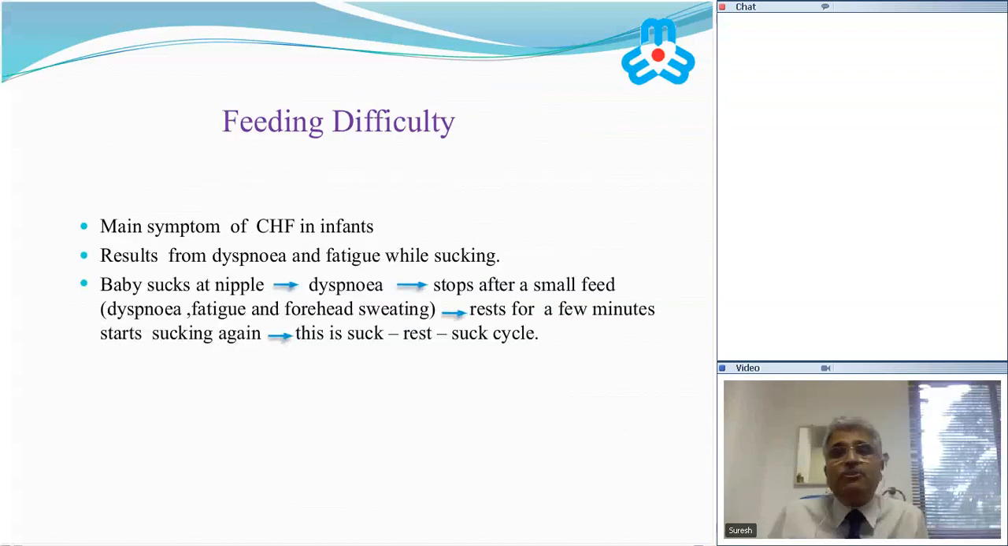We often use the word feeding difficulty. What is the feeding difficulty, which is the main symptom of heart failure in infants? This results from dyspnea and fatigue while sucking. As the baby sucks at the nipple, this is an effort for the baby which triggers dyspnea through the mechanisms that we have already said. So it stops after a small feed. During this interim, there is dyspnea, fatigue, and forehead sweating. The baby rests for a few minutes and then starts sucking again, and this would be the suck, rest, suck cycle.